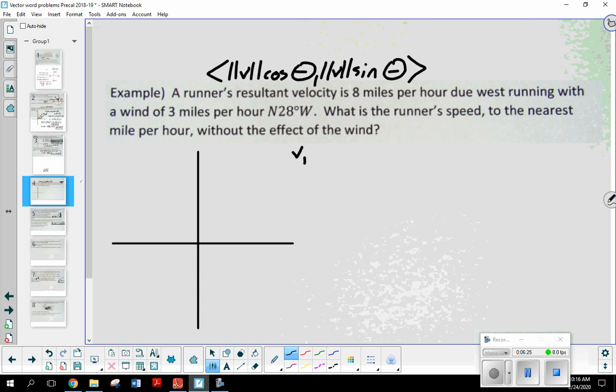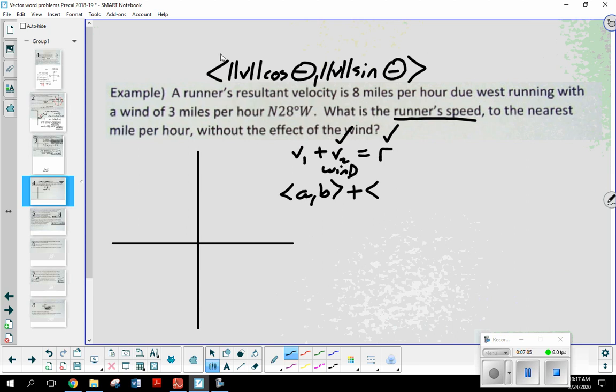So let's say v sub 1 plus v sub 2 is equal to the resultant. So we have the resultant. The other vector that I'm provided is the wind, which is 3 miles per hour at this quadrant bearing. So the only thing we don't have is the vector which represents the runner, the magnitude of which would be the runner's speed that we're trying to find. So why don't we go ahead and set up our equation here? We have no idea what the runner's vector is, so I'm just going to start off with AB plus, now in order to write the wind vector, we're going to need to use that formula.